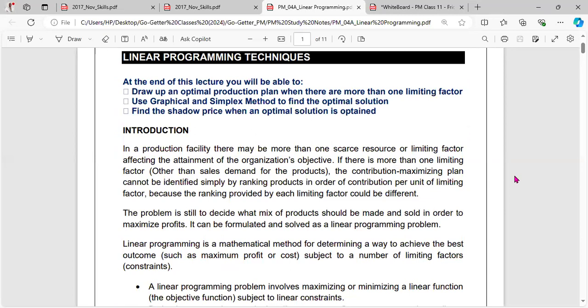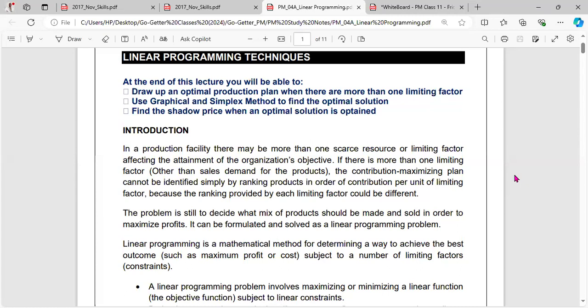You will now use something called the linear programming model. Now, there are two methods that you can use. We'll be learning the graphical method and the simplex method. Then you'll be seeing something called shadow price.